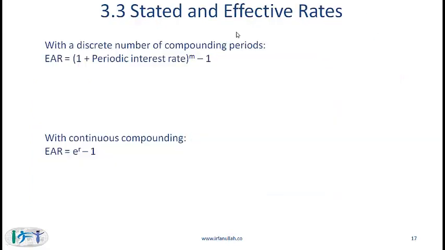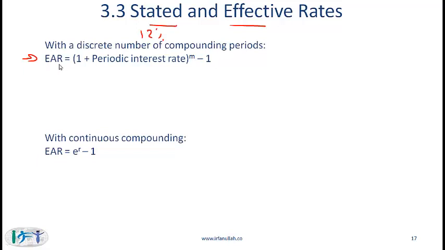And this brings us to the concept of stated versus effective rates. In the example that we just saw, the stated rate was 12% across the board, but the effective rate depends on the number of compounding periods. When we have discrete compounding, then the effective annual rate is calculated using this formula. Let us do this for one of the scenarios.